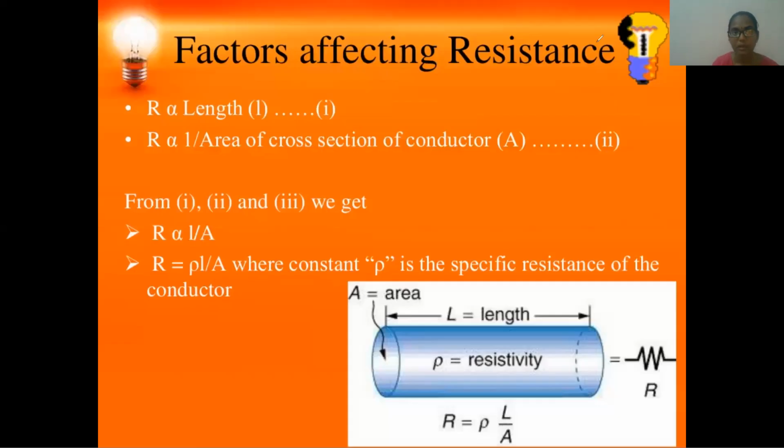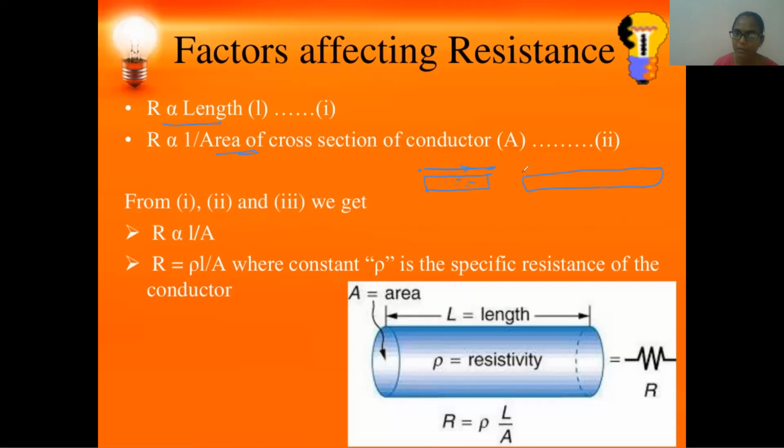On what factors does the resistance depend? The resistance depends upon the length and upon the area of cross section. If the wire has more length, it has more resistance. Compared to these two wires, the electron needs to cross from this end to this end. It will take less time, so it will come faster. So the resistance offered by these particles is less here. If length is less, resistance is less.